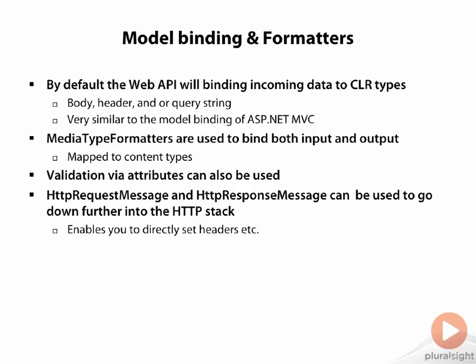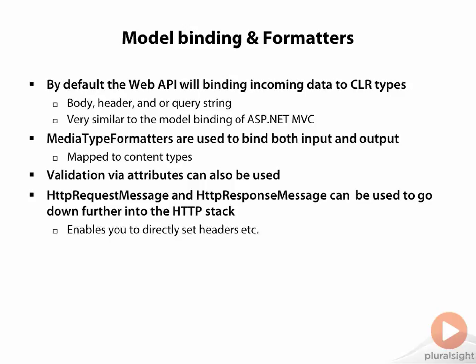So the Web API will, just by you adding type definitions to your parameters, figure out how to take those parameters and turn them into .NET types. The parameters can come from the body of the HTTP message, from the header, or the query string. In many ways, it's very similar to the MVC model binding, if you're familiar with that. And in fact, some of the framework will use the same rules as ASP.NET MVC. But the Web API takes things a little bit further.